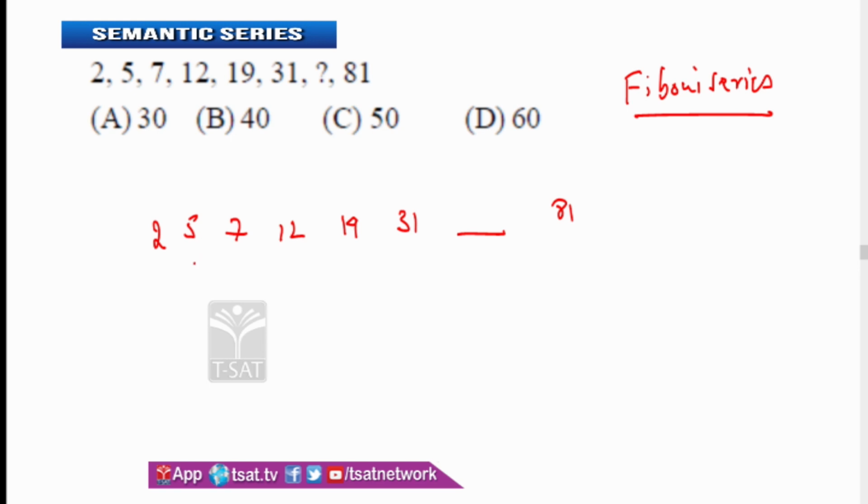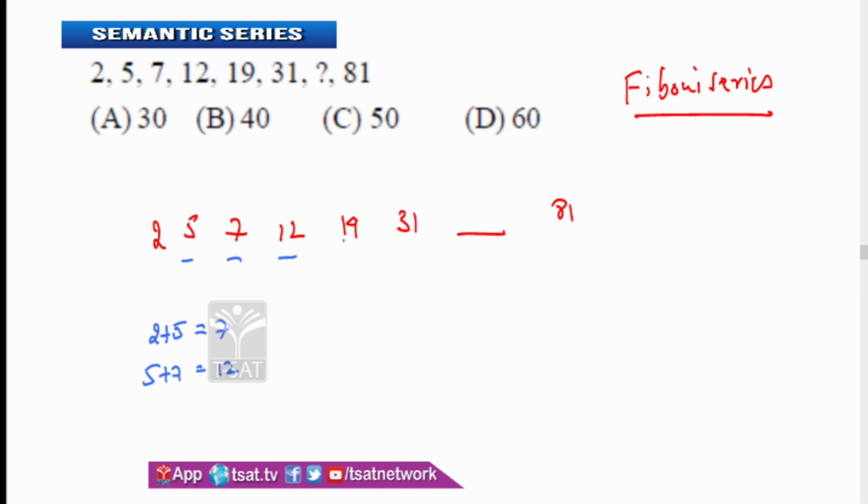In Fibonacci series, we need to add the previous two numbers. That is, to get this 7, we have to add 2 and 5. So 2 plus 5, you got 7. In the same way, to get the next number, that is 12, we have to add 5 and 7. So 5 plus 7, then you will get 12.